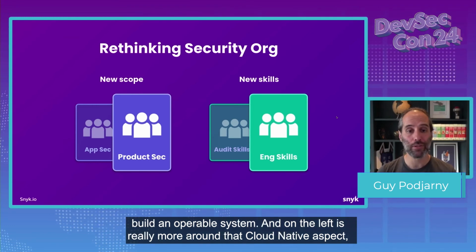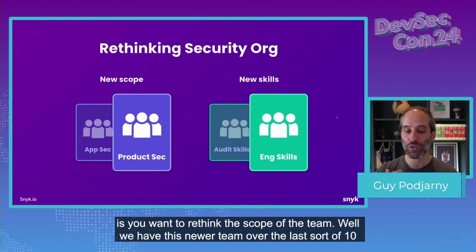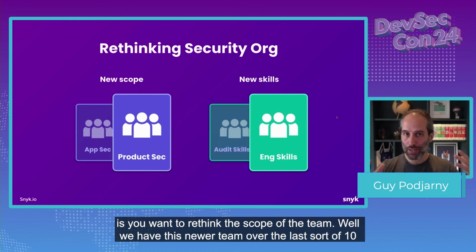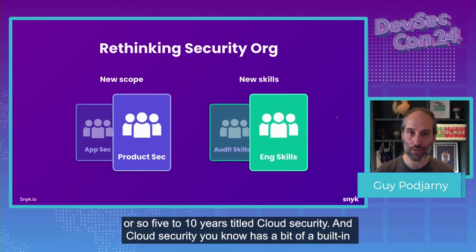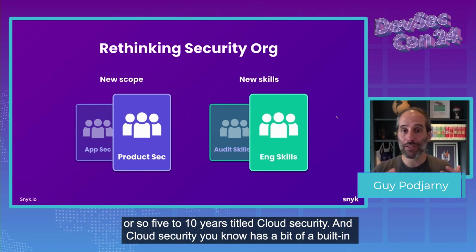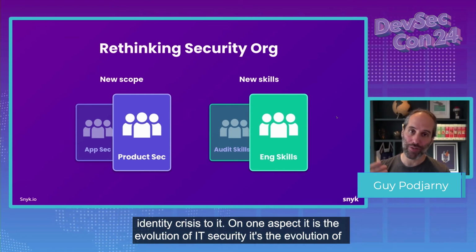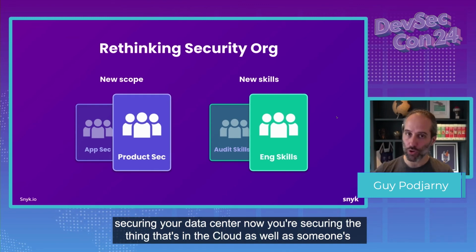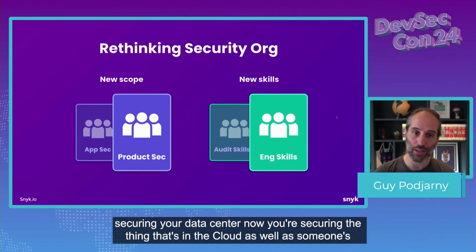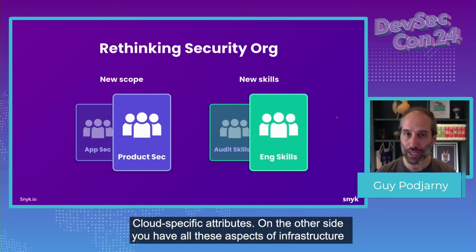an operable system. And on the left is really more around that cloud native aspect: you want to rethink the scope of the team. Well, we have this newer team over the last 5 to 10 years titled cloud security. And cloud security has a bit of a built-in identity crisis to it. On one aspect, it is the evolution of IT security. It's the evolution of securing your data center. Now you're securing the thing that's in the cloud, as well as some of its cloud-specific attributes.